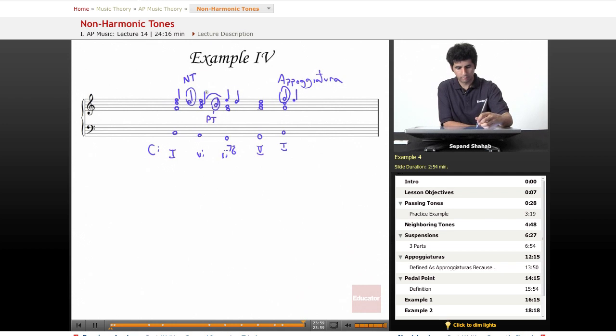And that's it. And let's label the parts of the suspension too. So here's the preparation, here's the suspension, and here's the resolution.